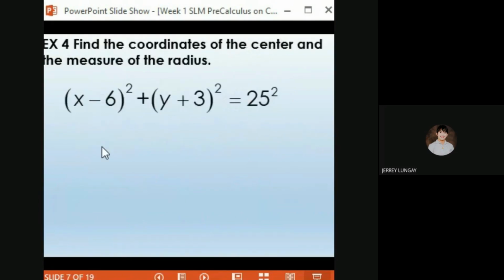Okay, how about number 4? Example number 4. Find the coordinates. Take note, okay? Find the coordinates. This is the definition of coordinates, class. What is the definition of the coordinates? Coordinates is singular, but plural in form, like news. The news is a singular word.